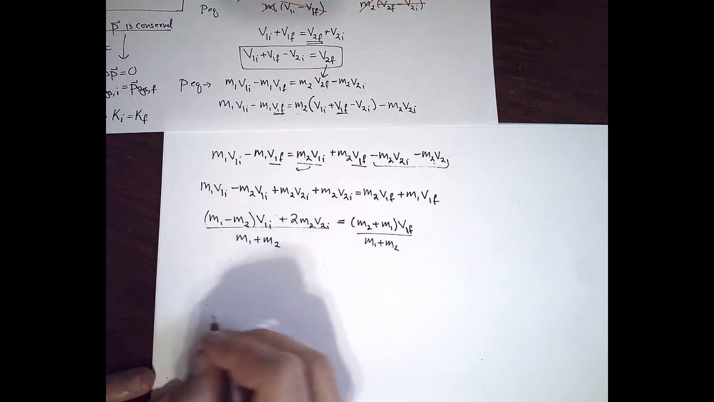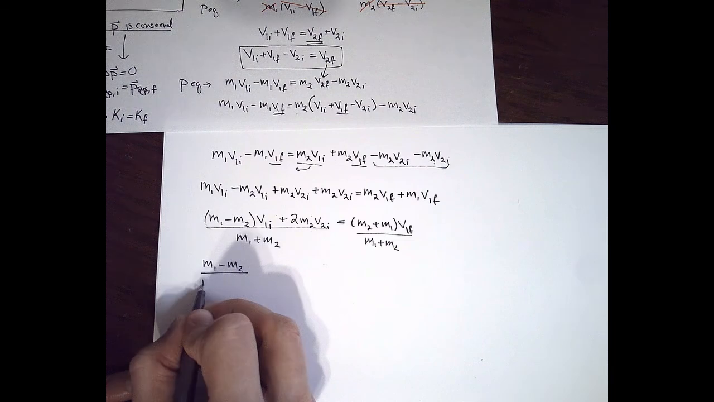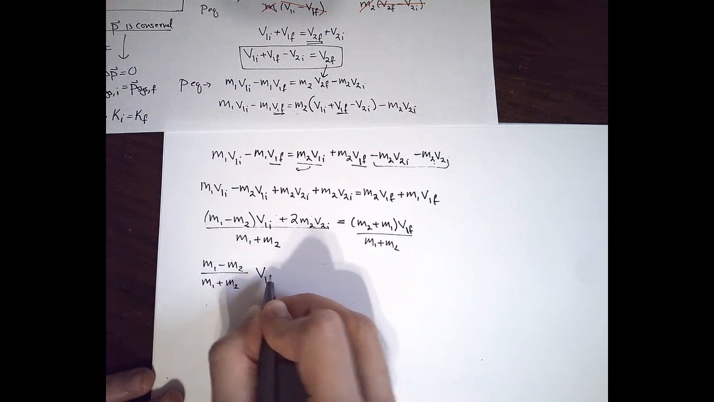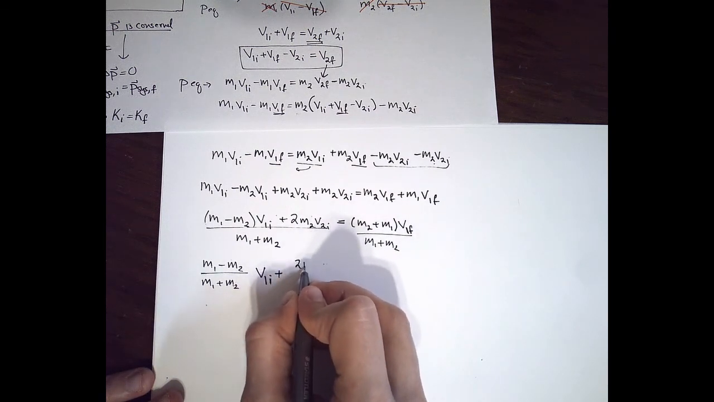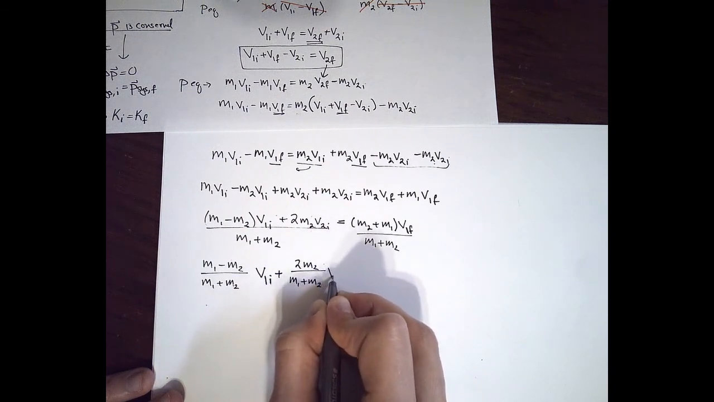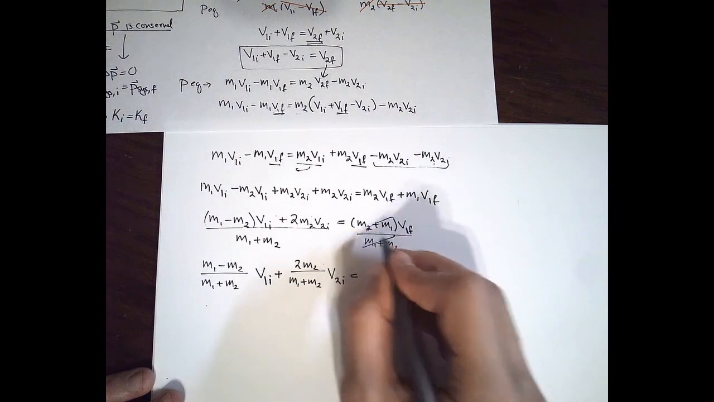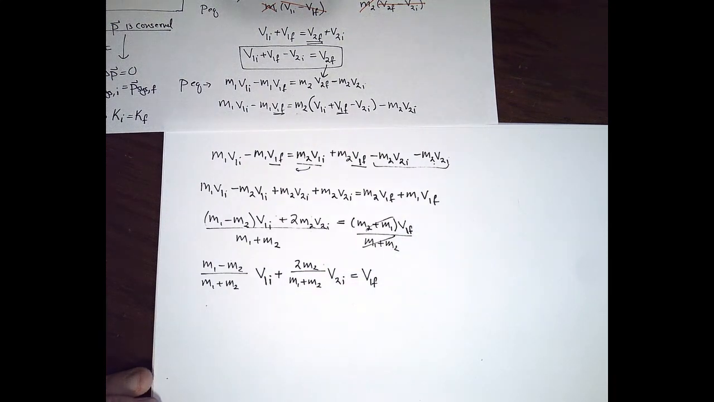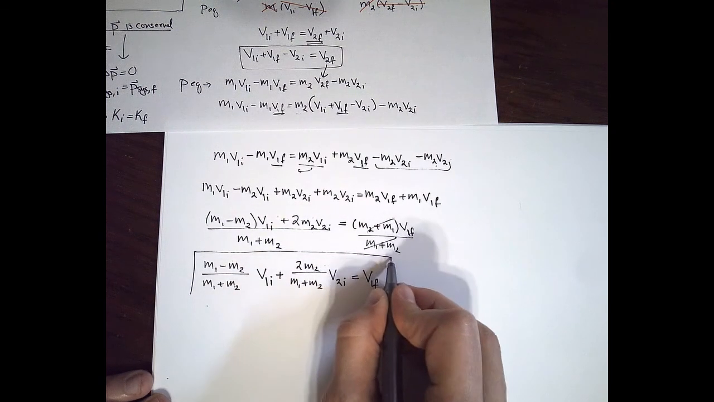And I guess let's split up the two terms. So we'll have M1 minus M2 over M1 plus M2 times the initial velocity of mass 1 plus 2 times M2 over the sum M1 plus M2, the initial velocity of mass 2, and then here those terms cancel and we're left just with the final velocity of mass 1. So that was an awful lot of gross algebra.